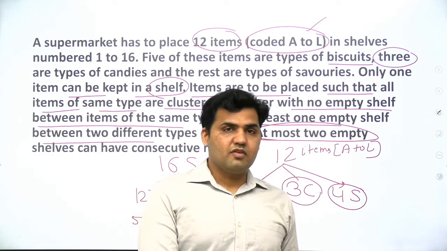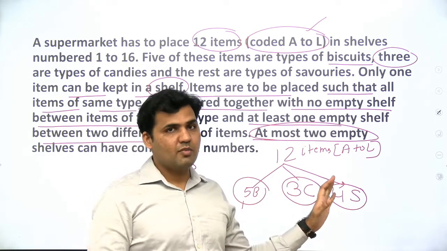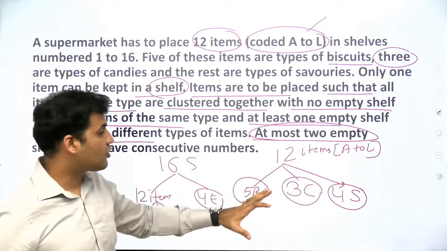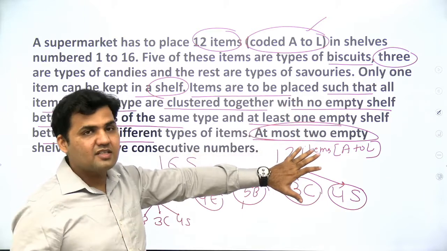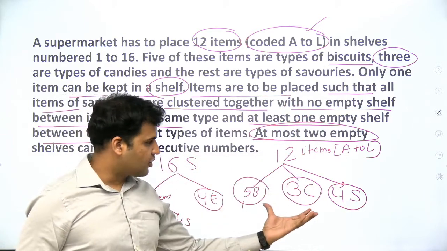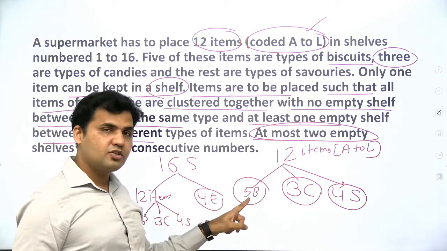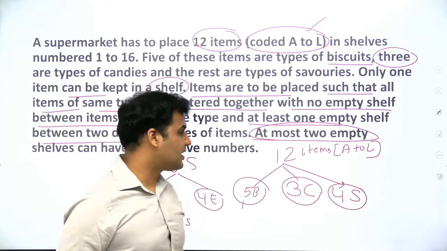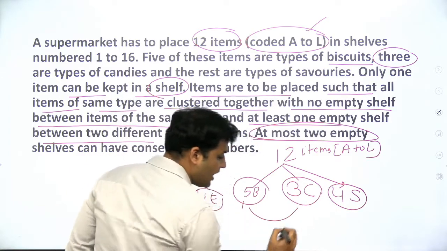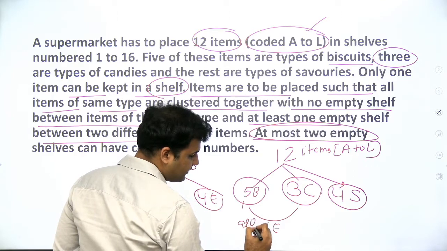Missing out on any one piece of information means you will not be able to make the complete arrangement. So it's very important. Either you keep all this information in mind, or you just note it down in some symbolic form, the way I have noted down that out of 12 items, 5 biscuits are supposed to be clustered together, 3 candies are supposed to be clustered, 4 savories are supposed to be clustered, and there has to be at least one empty shelf. At least, right?